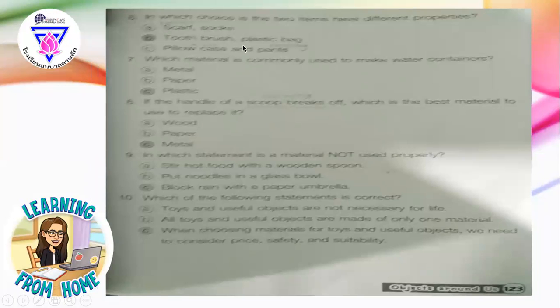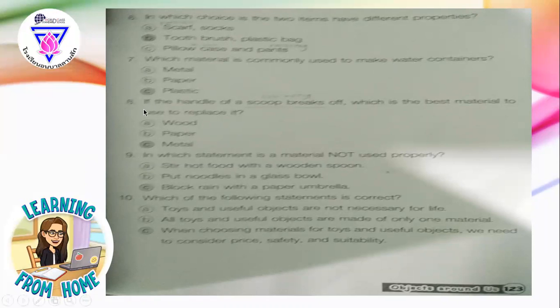And you have number six. In which choice do the two items have different properties? You have the scarf and socks, the toothbrush and plastic bag, and letter C, the pillowcases and the pens. The answer is letter B. Number seven, which material is commonly used to make water containers? The answer is letter C, plastic.